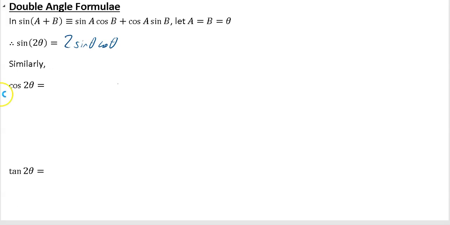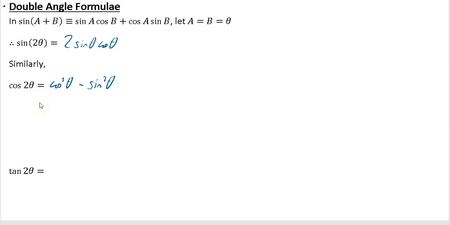You can do the same thing with your cos formula. So your cos formula, remember it was cos a cos b, so that will become cos theta cos theta, or cos squared theta. And then it was minus sine a sine b, so it will become sine theta times sine theta, which was sine squared theta. Now the sine double angle is dead easy because there's only one way to write it, but this one, you could write differently.